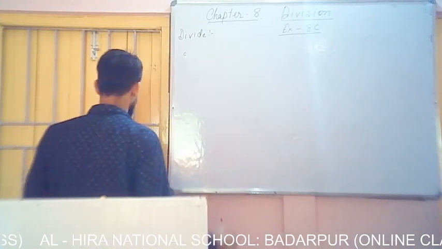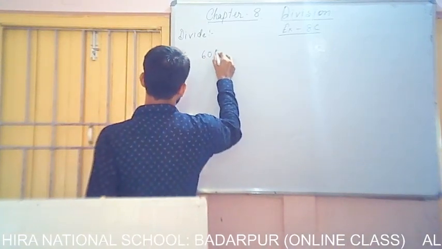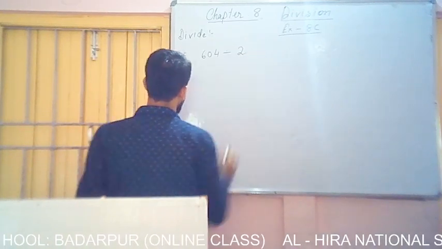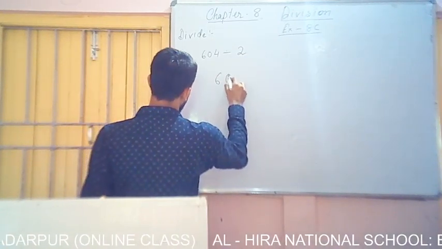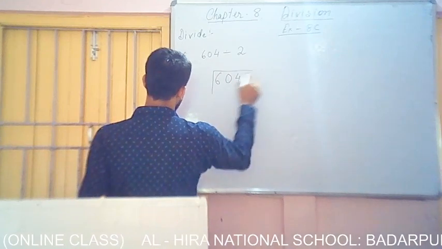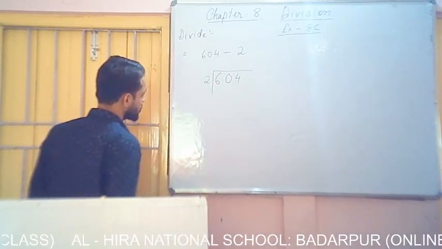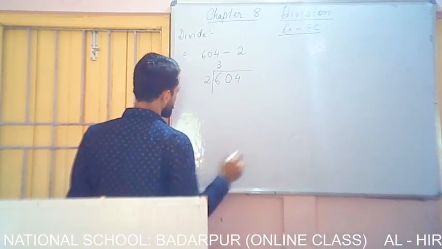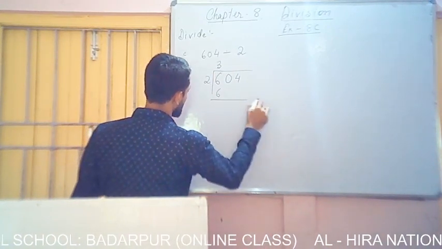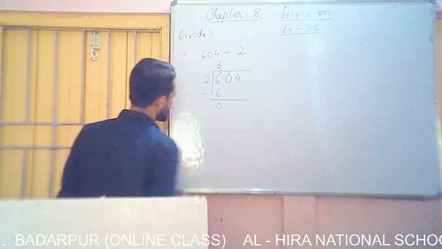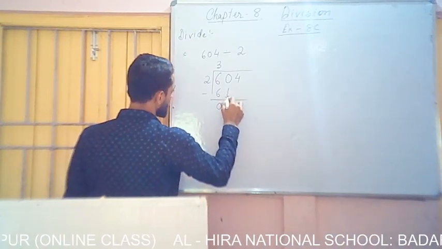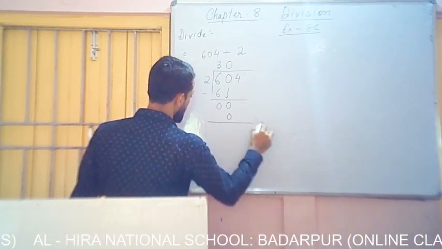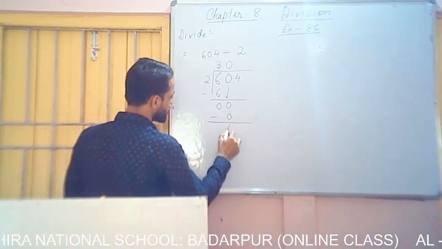Question number C. 604 divided by 2. First of all we are going to divide the hundreds place. In the hundreds place the digit is 6. So 2 3s are 6. 6 minus 6 equals 0. So bring down 0 tens. 2 multiplied by 0 equals 0. So 0 minus 0 equals 0.